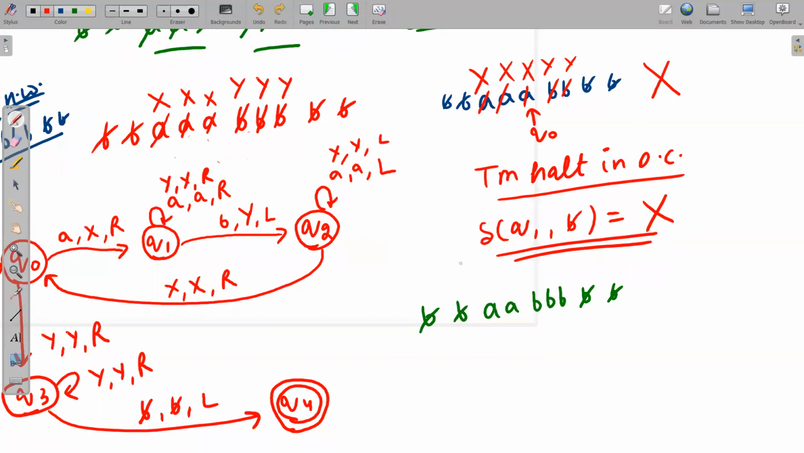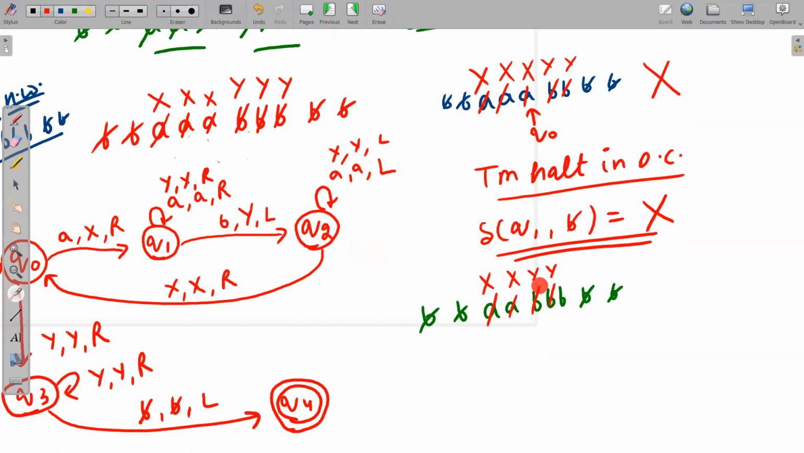I am doing it in a bit faster way. I will cut this A as X, cut this B as Y, cut this A as X, cut this B as Y. Now I will come back in search of X. We have cut this B as Y now, so we will come back in search of X. Who is in search of X? Q2. So Q2 will find this X.